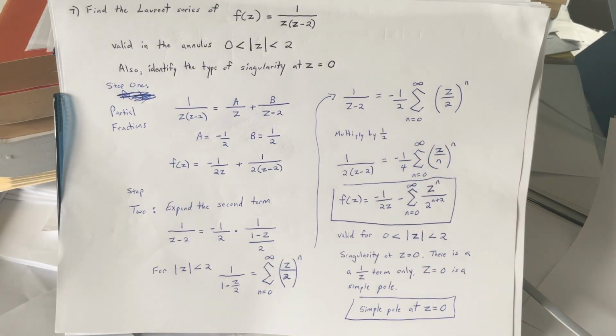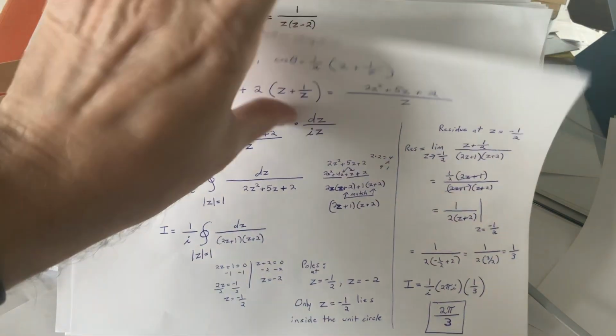Z equals 0 is a simple pole. So we could conclude there is a simple pole at z equals 0 for that portion. Okay, so that's number 7 with the Laurent series. And let's move on now to number 8.